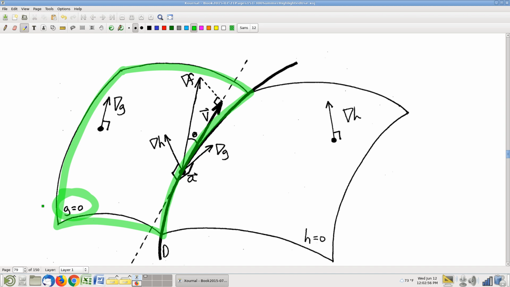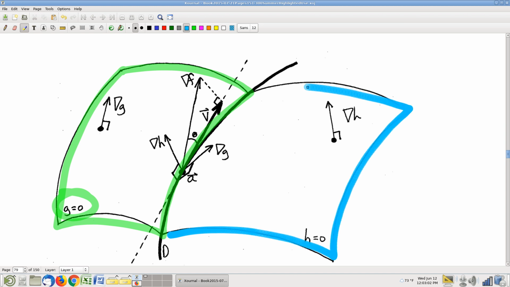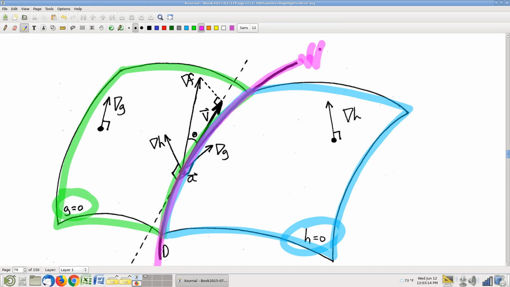Thus, you're stuck on that surface. But what if there is a second constraint that, look, I also require that you be on this other surface, described by h equals 0. And that constraint set, in other words, is where those two surfaces intersect. So what if I am confined onto that purple curve?